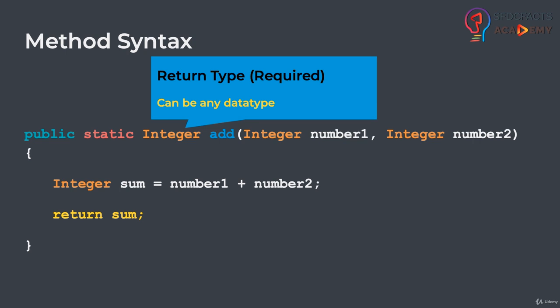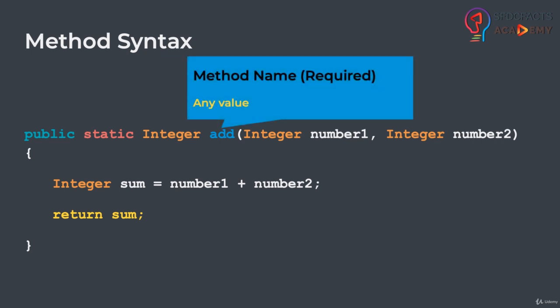And after that, you need to give your method name. So the fourth keyword in a method declaration statement is the method name itself. And these method names can be duplicate. So you can have multiple methods with the same name, but there are some conditions for that. And we'll be talking about that in a few minutes.